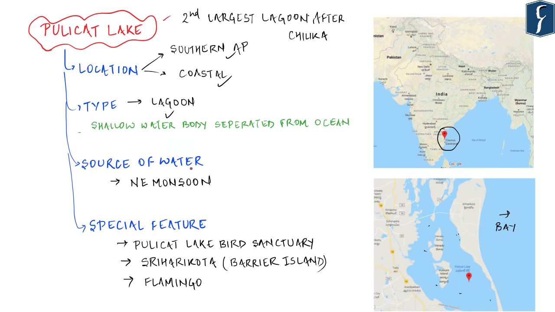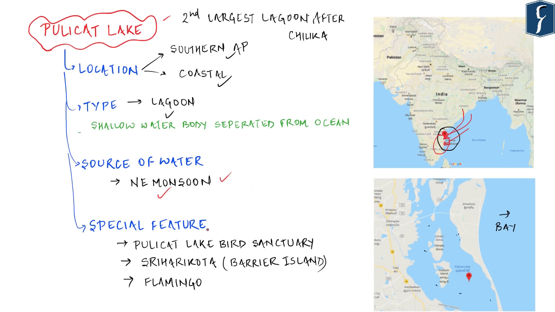Since it is separated from the ocean, the majority of water comes from the northeast monsoon. Now, as we know that monsoons in India, as they start leaving, they follow this direction. The majority of rainfall is induced in this region, and hence this water becomes the source for the lake.